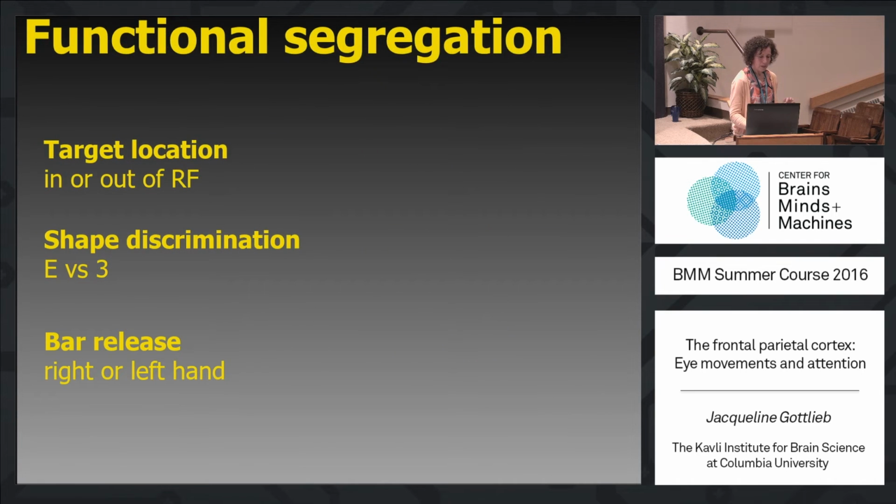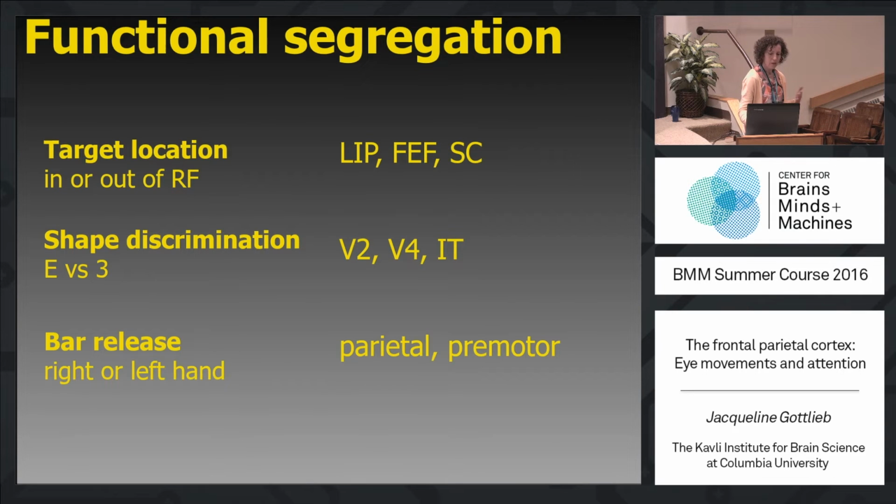In the classical thinking, remember, the target location, shape discrimination, and bar release happen in different areas. The target will be localized in this attention area, LIP, FEF, maybe the superior colliculus. The shape discrimination, we'd say, goes on in V2, V4, IT. And the release of the bar will be driven by some premotor areas somewhere else.